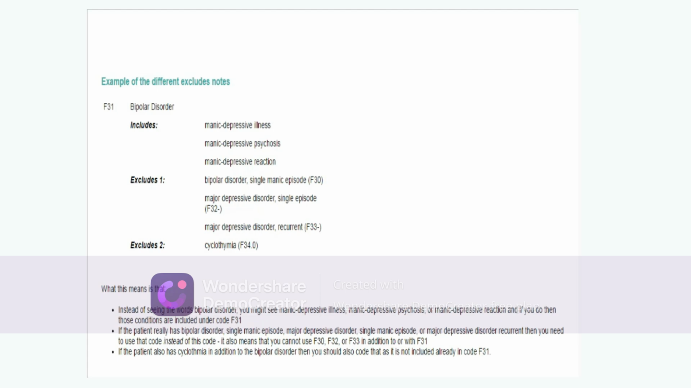Bipolar disorder includes manic depressive illness, manic depressive psychosis, manic depressive reaction. Excludes1: bipolar disorder single manic episode, major depressive disorder single episode, major depressive disorder recurrent; these are not codable with bipolar disorder. Excludes2: cyclothymia, that will be coded. So what does this mean?